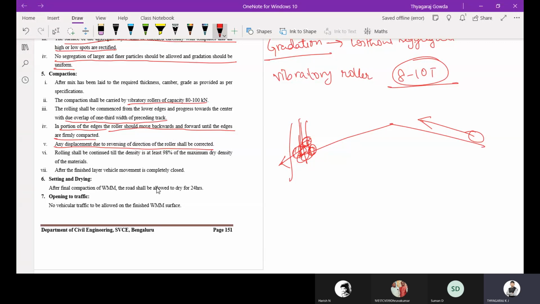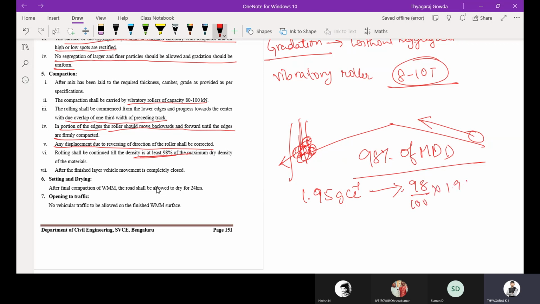So rolling shall be continued till the density achieved is 98%. Here also, 98% of MDD from the lab you have to achieve. For example, if we have achieved 1.95 gram per cc in the lab, then we should get 98% of 1.95 gram per cc.